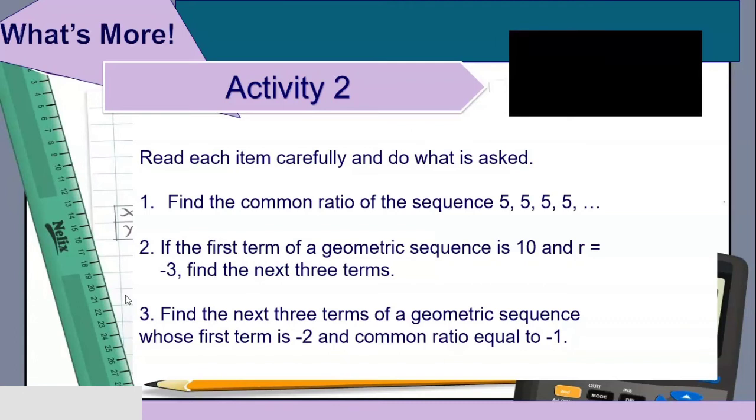Okay, so for number 1, the answer is 1, because 5 divided by 5 is equal to 1, 5 divided by 5 is equal to 1, and 5 divided by 5 is equal to 1. For number 2, the answer is negative 30, 90, and negative 270. And for number 3, we have 2, negative 2, and 2.